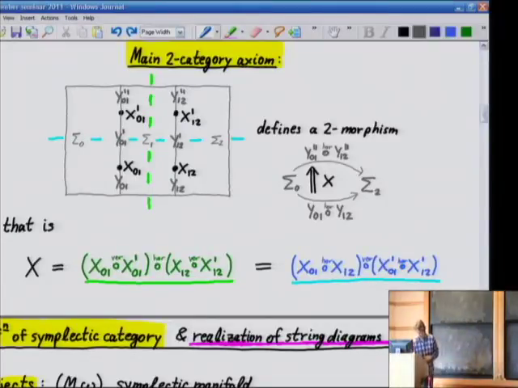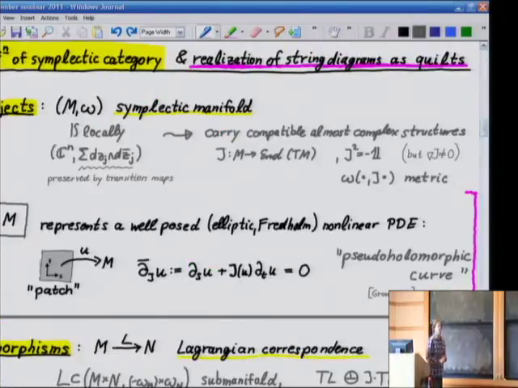Okay, so let's see whether I can convince you that there is such a thing as a symplectic 2-category. Our objects should be symplectic manifolds. I'm assuming that people have all seen some definition of a symplectic manifold at this point. What I'm mostly interested in is, I will want holomorphic curves to be a well-posed PDE, so I mostly care about some compatible almost complex structure going on. I don't really care right now. It could be infinite dimensional by me for the objects.